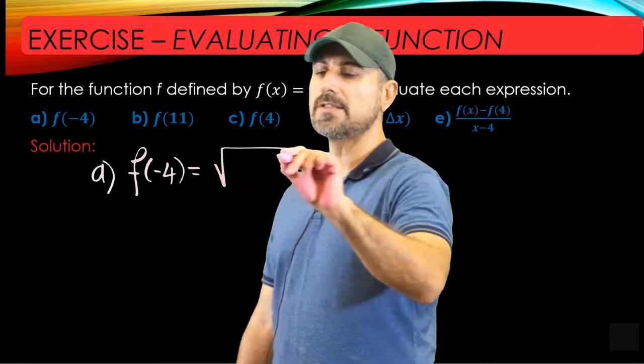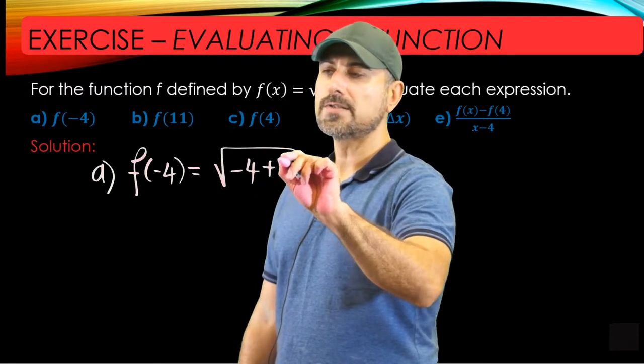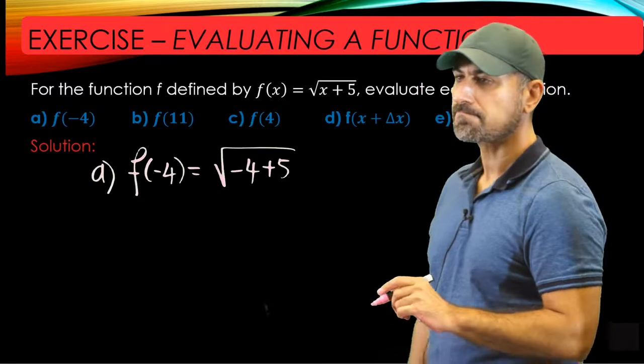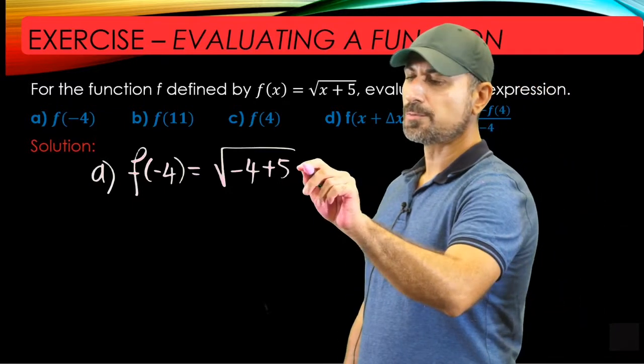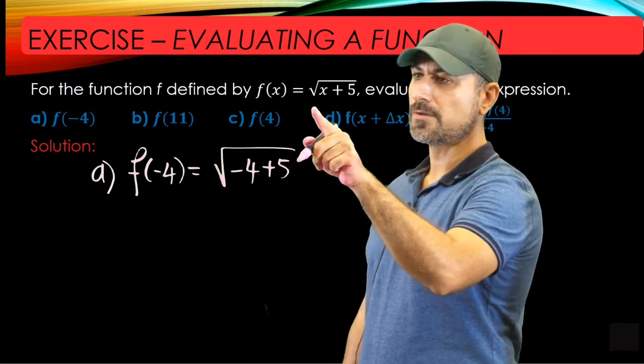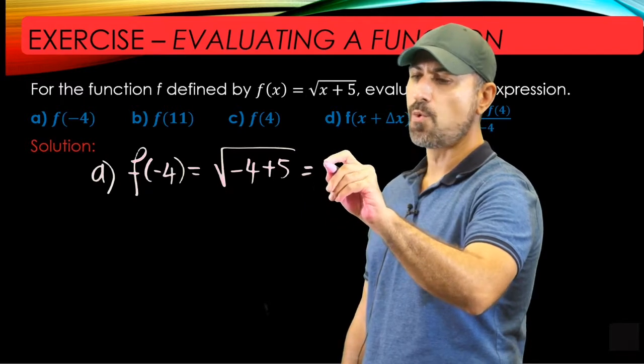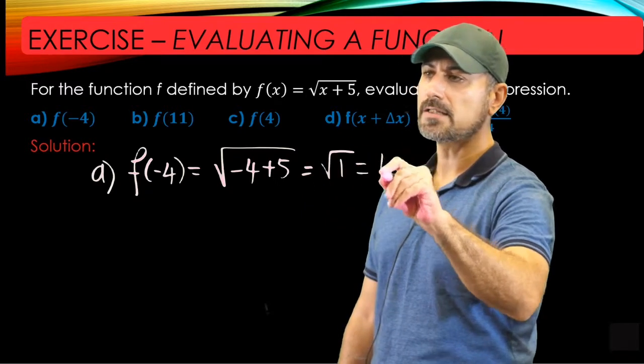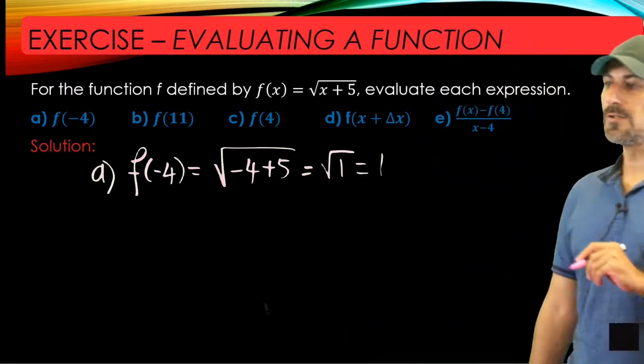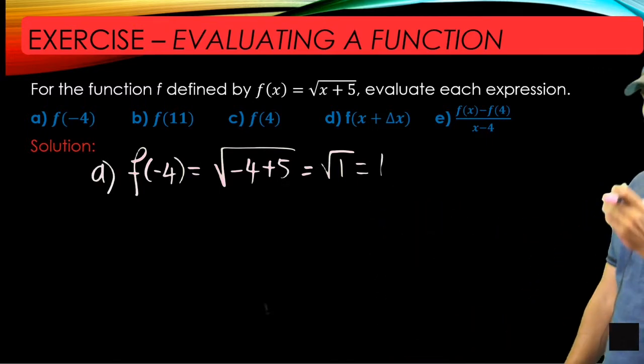All right, let's do it. -4 plus 5. Once you plug in -4 for x here, it's the square root of 1, and that's exactly equal to 1. So in other words, f of -4 is 1.